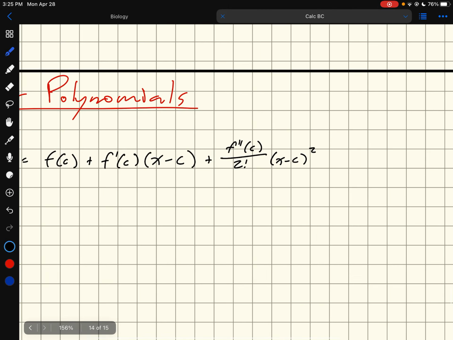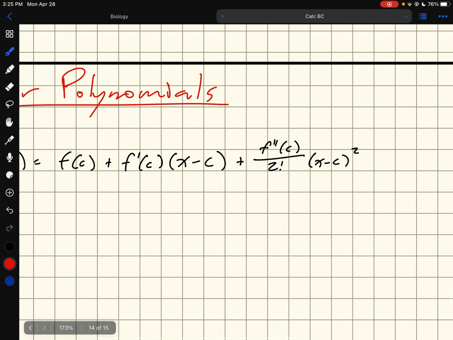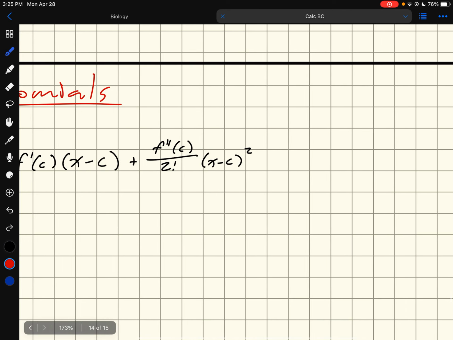So what is essentially happening is each time you increase in a term, you take another derivative of the function. So we start at the regular function, and then we go to the first derivative, and then we go to the second derivative, and then the one after this, we would go to the third derivative at c.